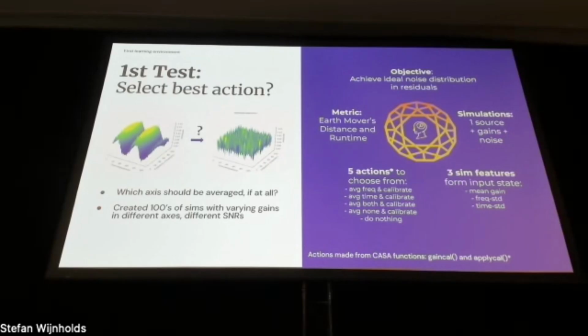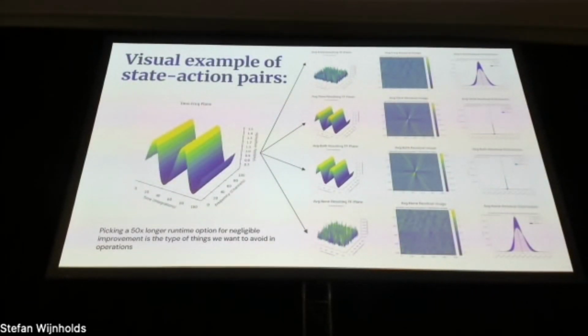And then what we used as feedback to the agent was the earth mover's distance, measuring the distance between the distribution of the theoretical residual noise and what was actually achieved. So here's just a visual example of what that might look like. If this is our single simulation, if you pick the correct axis to average across, you model this gain waveform properly, divide it out, and you're left with nothing but noise. The theoretical distribution and what you actually achieved is quite close. If you pick the wrong axis, you have a bunch of gain residuals left over, you have a bunch of junk in your residual image, and your distributions are very different, which actually forms the penalty value that is given back to the agent to say, hey, that was a bad choice for that simulation.